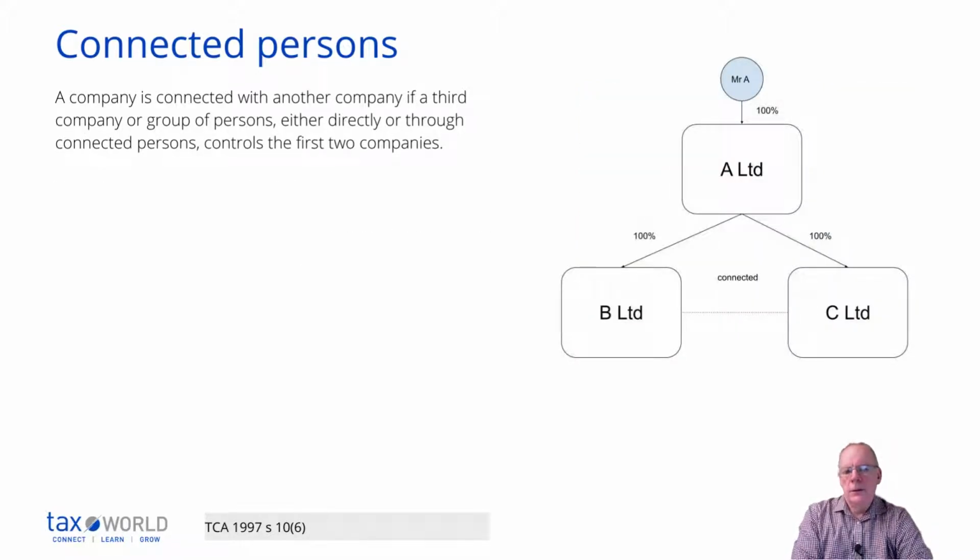Now, two companies can also be regarded as connected. In this example here, B Limited and C Limited are connected because they're both controlled by A Limited, and A is controlled by Mr. A. So if a third company or group of persons directly or indirectly controls the two companies, then those two companies are treated as connected.